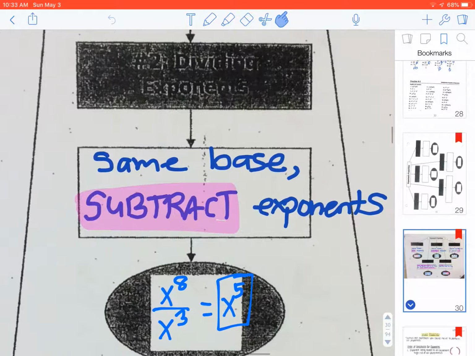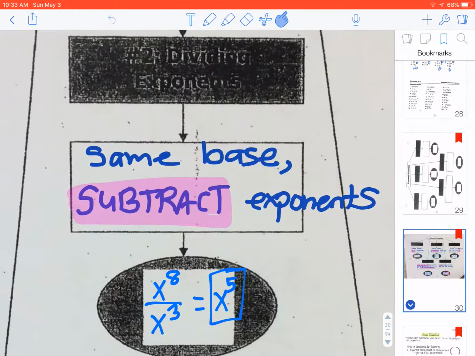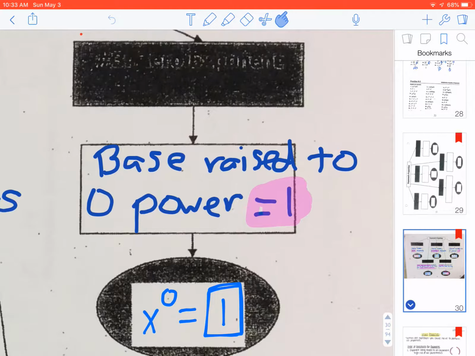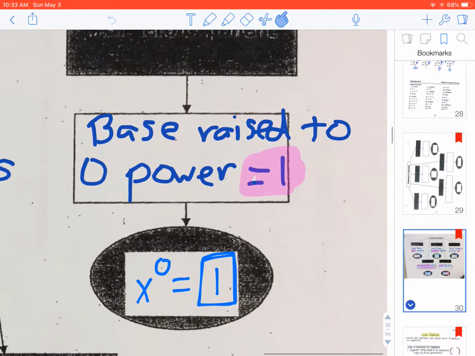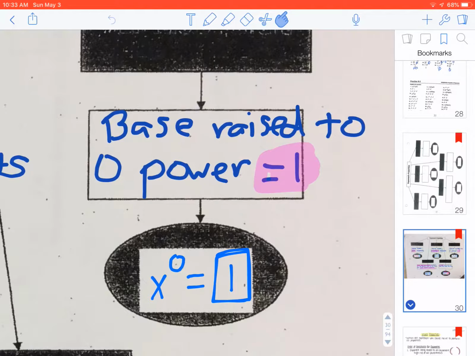Okay, hopefully you're back and you tried to complete the rest of the chart. Okay, property 2, which is dividing same base. You are subtracting exponents. So you would write down same base, subtract exponents. Remember, you're taking bigger minus smaller. Keep the answer where the bigger exponent is. Property 3. A base raised to the 0 power is 1. So anything to the 0 power gives us 1. Okay, and you can look at the examples that we have below.